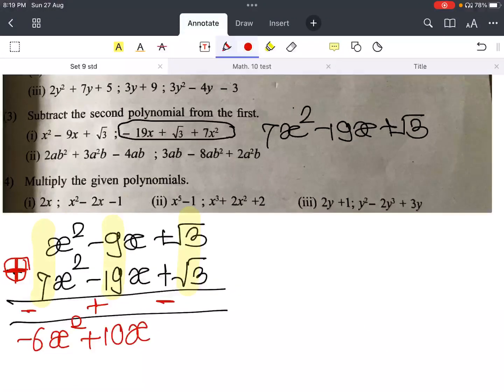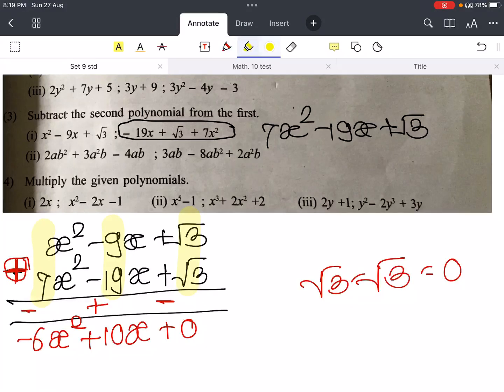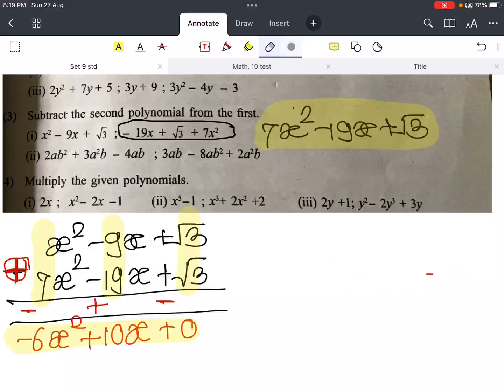Now root 3 and minus root 3. So root 3 minus root 3 is equal to 0. So write down here 0. So your answer is minus 6x square plus 10x plus 0. So for this question, this is your answer. Clear? And this is a most important step that we have to perform before we are solving. Clear? Now let's move to the next example.